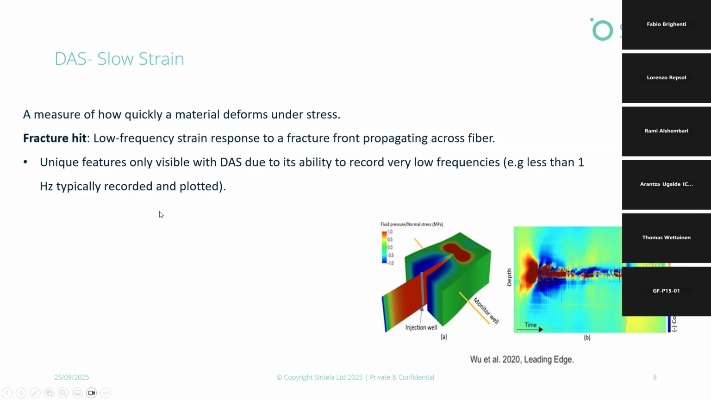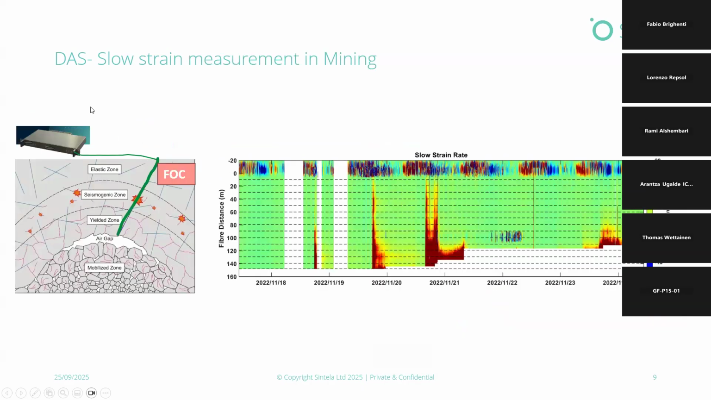We have also used it for mining applications for monitoring. This is an example of a mining application where we have fiber optics installed from surface for about 160 kilometers at the site of a block cave application. And you can see again the waterfall plot here, fiber distance over time, and the strain rate in picostrain resolution.